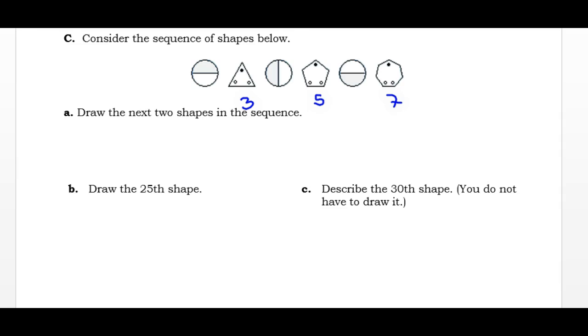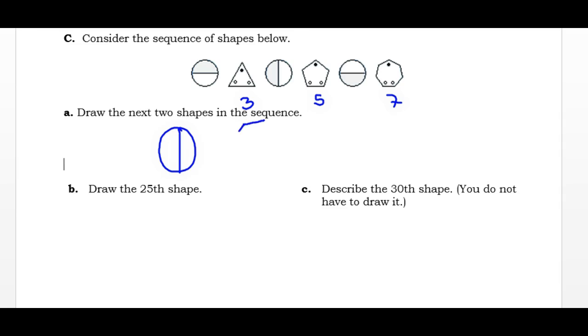So I should expect a circle next. And I see that there's a line drawn in that circle. So it kind of turns every time 90 degrees. So it looks like it's horizontal, vertical, horizontal. My next one should be vertical. And then my next polygon should have 9 sides. I don't think I can draw a 9-sided shape, but I will do my best.